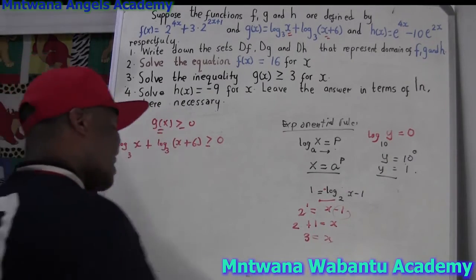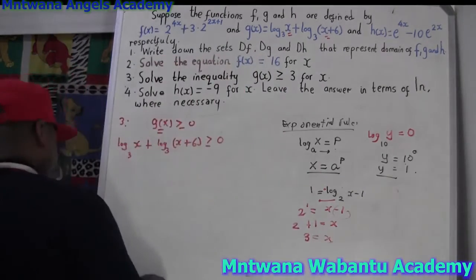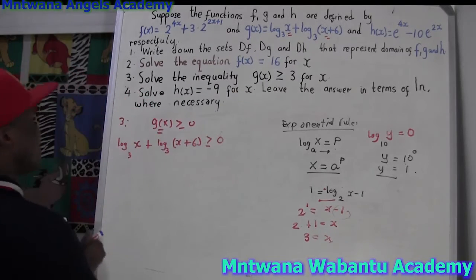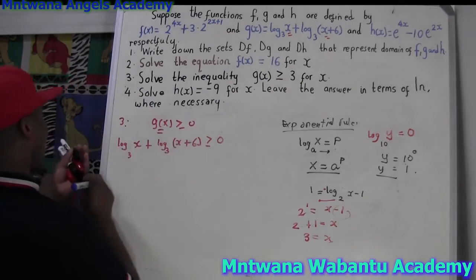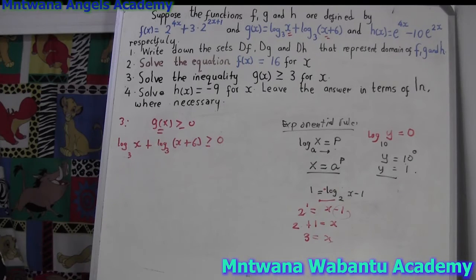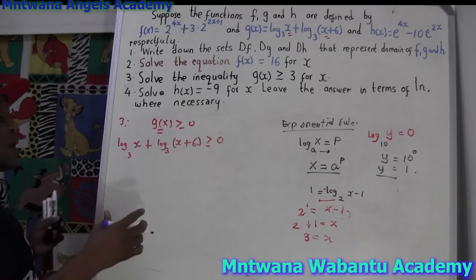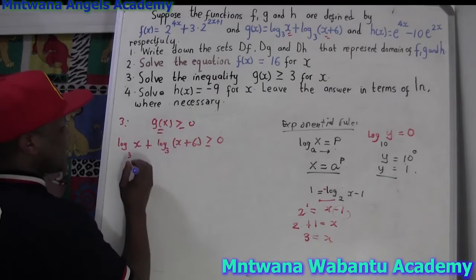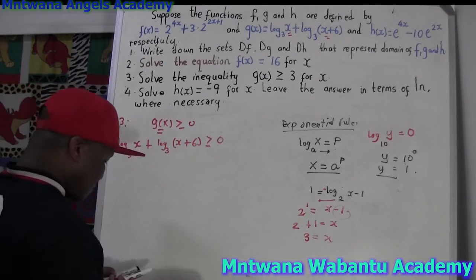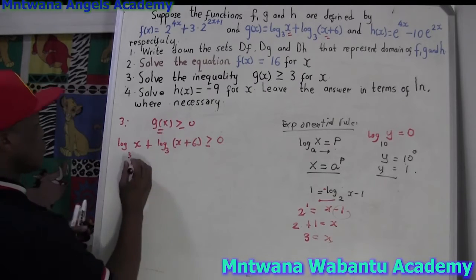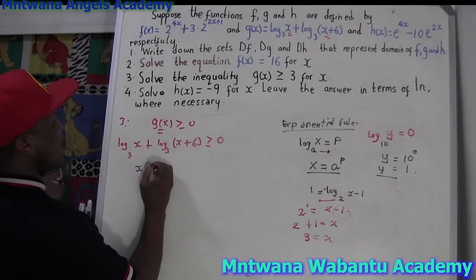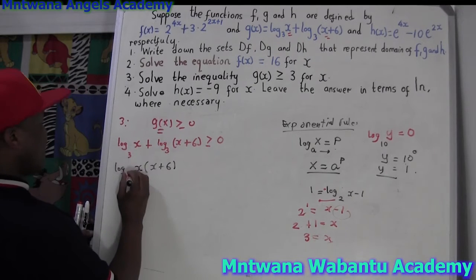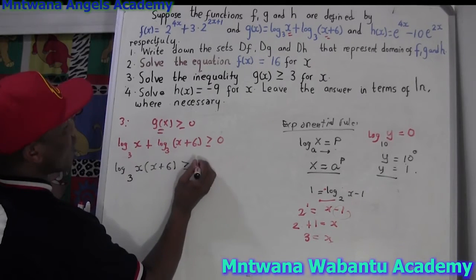Now there's a trick with exponential. Show me that trick, please. The trick is easy. First of all, I'm going to put them together. I want to apply exponential, but there must be one thing from the product rule, addition of logarithms: the bases are the same. If the bases are the same, I can combine these two. So I write x times x plus 6 with only one log in base 3, greater or equal to 0.